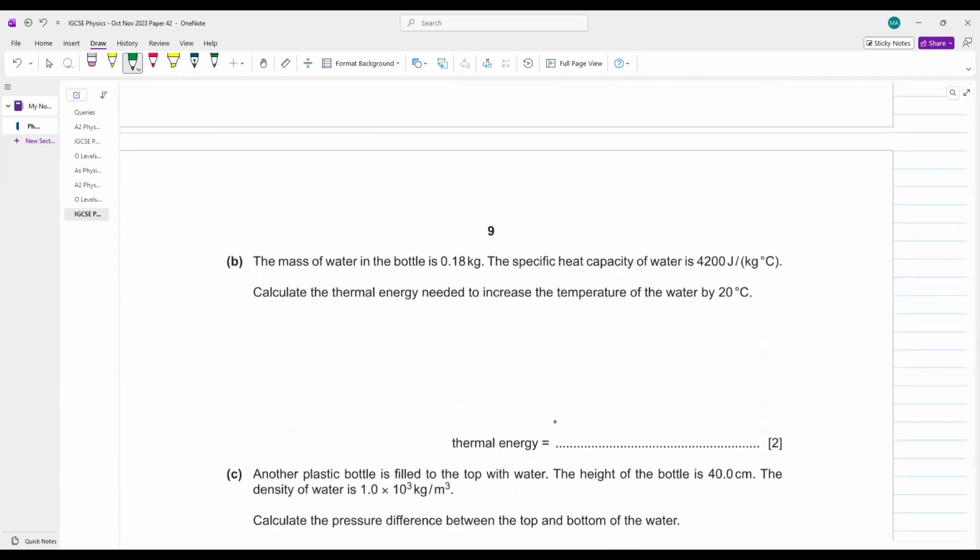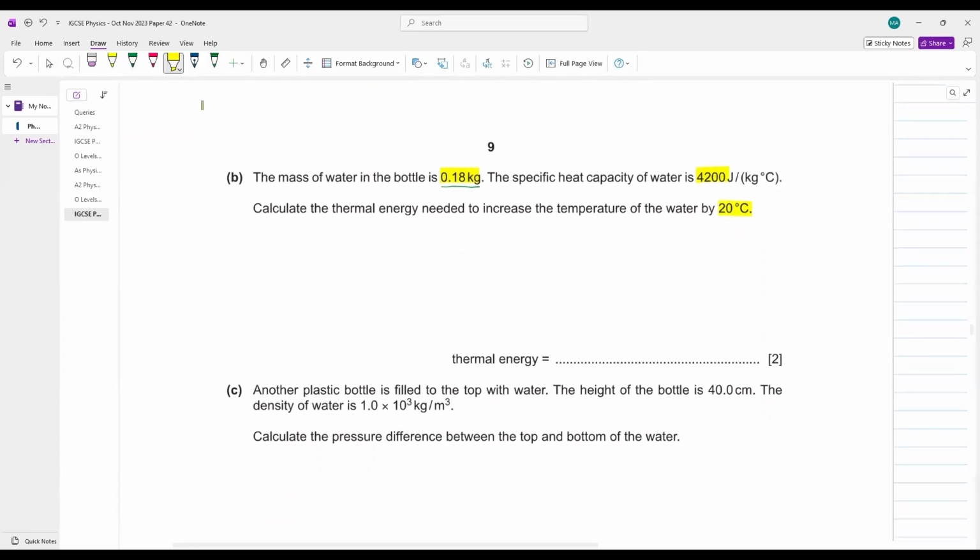The mass of water in the bottle is this. Okay, so let's highlight this. This is the mass of water. This is the specific heat capacity. Calculate the thermal energy needed to increase the temperature of water by 20 degrees centigrade. How will you calculate the thermal energy? Q is equal to mc delta T.